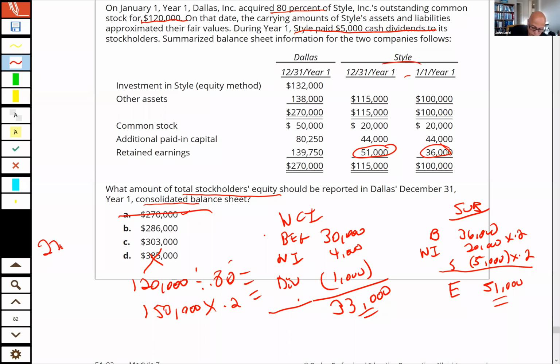So 270,000 for the parent, I knew that was coming over, plus 33,000 now for the subsidiary gives me the 303.